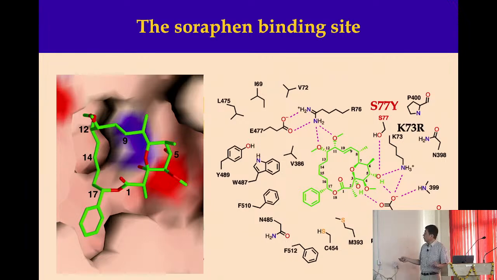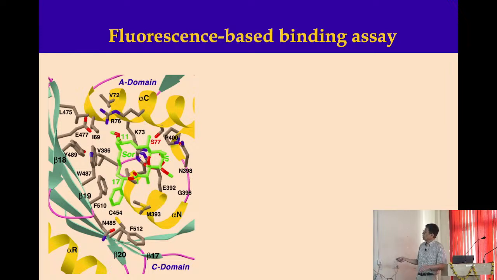Secondly, this lysine 73 changing to arginine is also known to confer resistance to sorphin. The lysine sits right next to sorphin, also involved in the ion pair, so it could be important as well. And then there are other residues in the binding site, for example, this arginine. To prove this binding mode, we can make mutations of residues in the binding site and then do a binding assay. So that's how we did it. How do we do a binding assay? Again, structure is informative. The structure shows that the tryptophan right here, 487, sits right next to the compound.